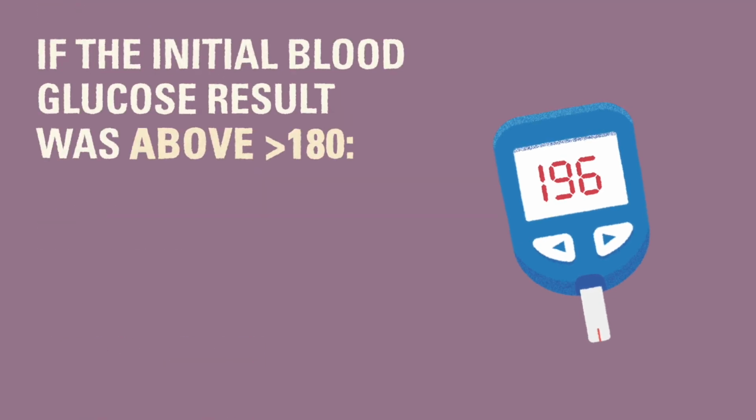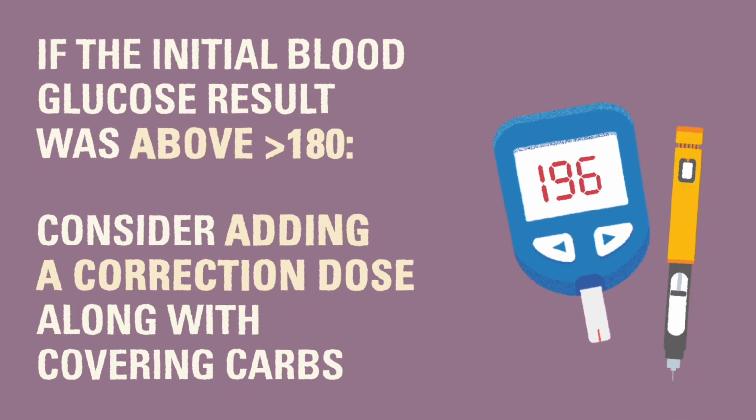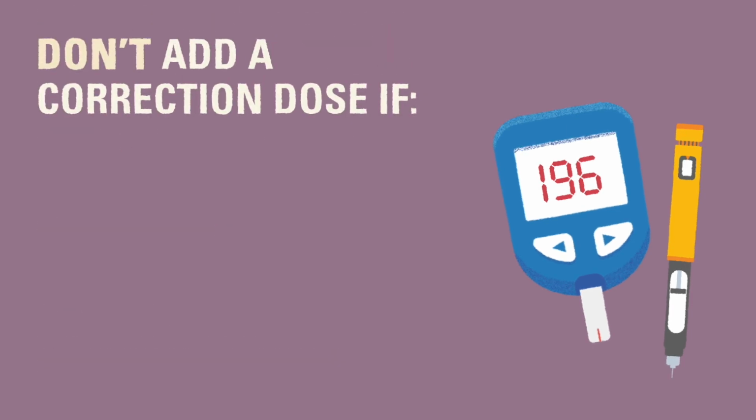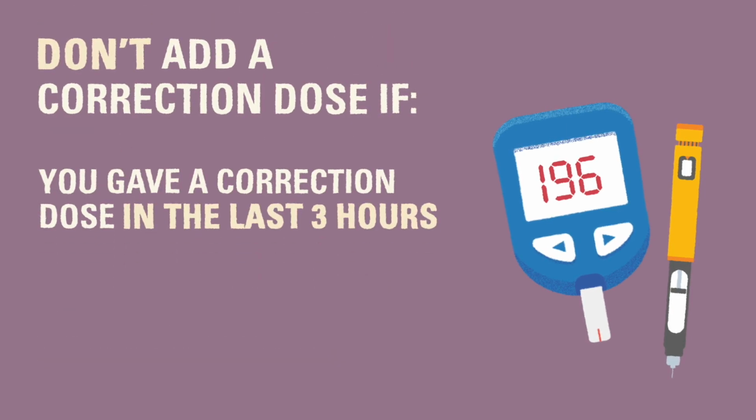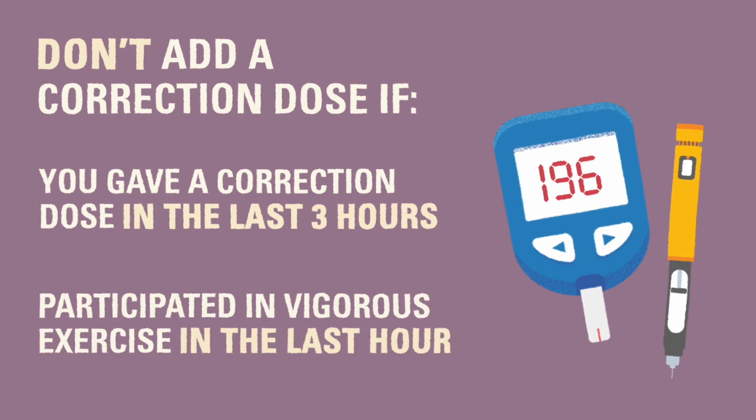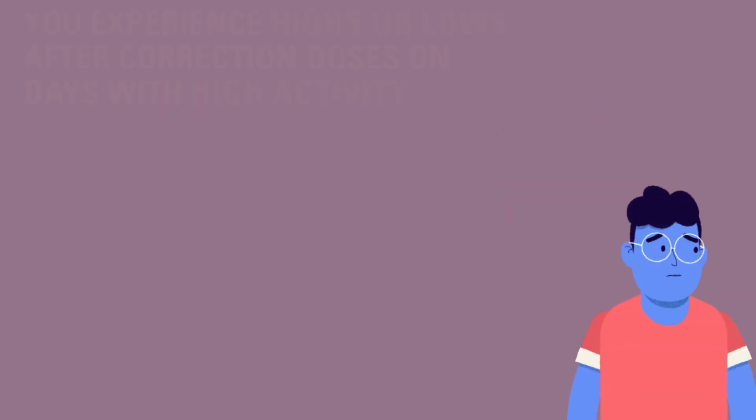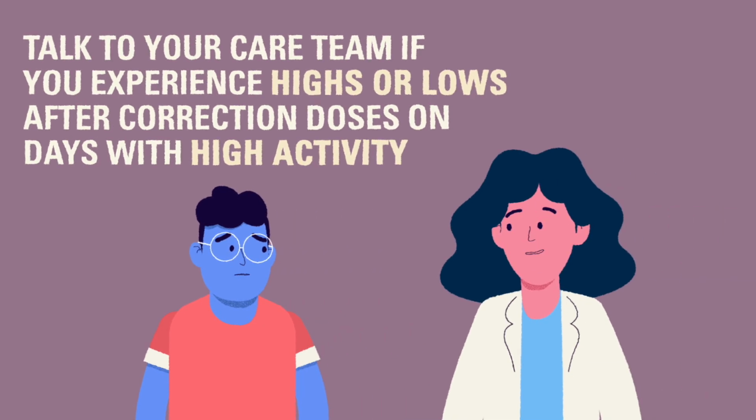If the current blood glucose is higher than 180, then you should give a correction dose along with the carb dose. Remember, don't give a correction dose if you gave a correction dose for a high blood glucose within the last 3 hours or if it's been less than 1 hour since the child participated in a vigorous exercise. You may need to talk to your diabetes care team for specific advice if you experience highs or lows after giving correction doses on days with exercise or activity.